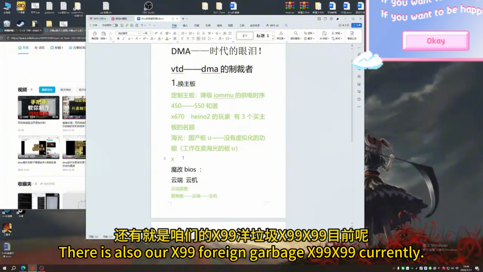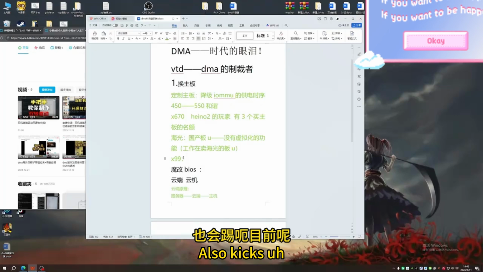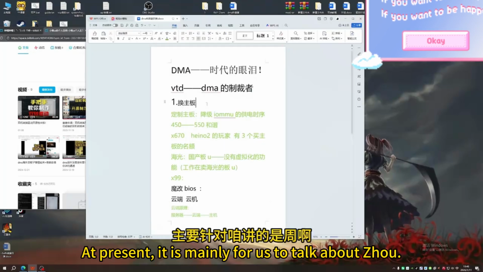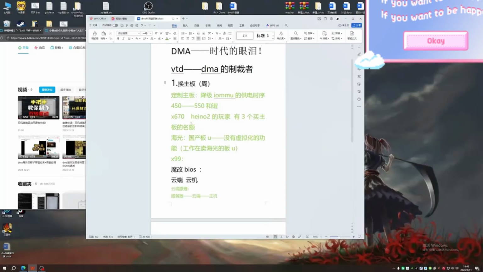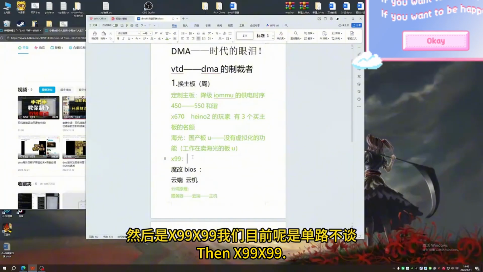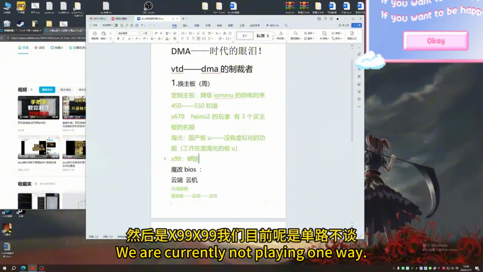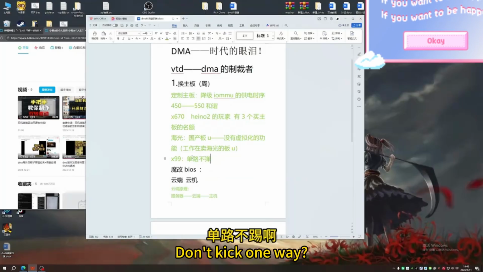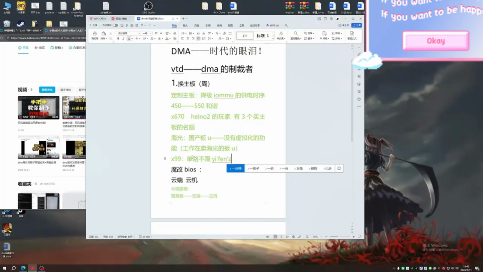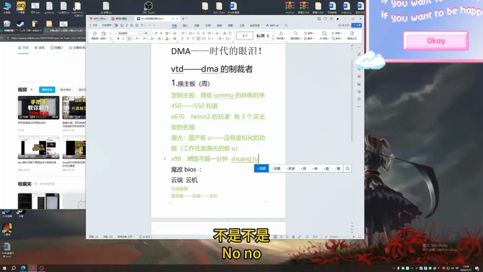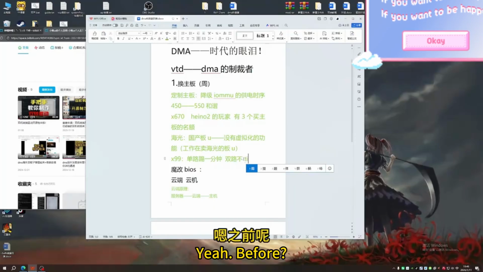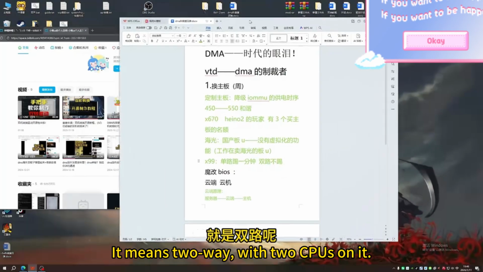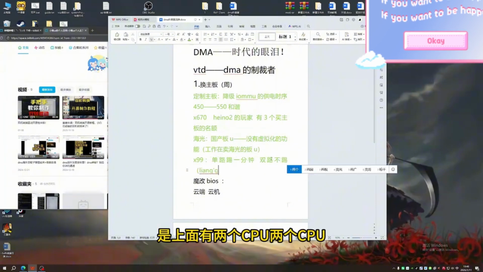And then what about other things? There's also our X99 foreign garbage. X99 currently also kicks. At present, it is mainly for us to talk about Joe Brackets Week. Understand everything. Then X99, we are currently not playing one way. Don't kick one way. Don't kick for a minute. Then 2 ways, no, wrong. One way will kick for a minute, 2 way no kick. Yeah, I don't know what that 1 way to 2 way is either. 2 way with 2 CPUs on it.